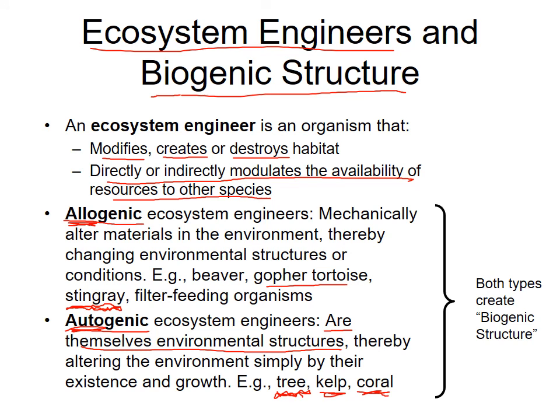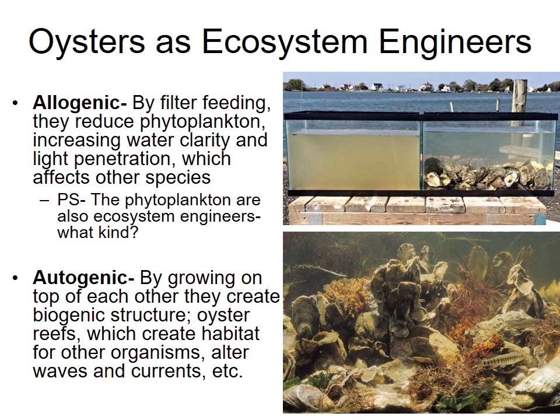And some organisms can be both allogenic and autogenic engineers. Like the coral, they're making a structure that's modifying the environment, but they're also filter feeding and clarifying the water, which is modifying the environment in an allogenic way. So sometimes one organism might have multiple modes of ecosystem engineering. The example of one of those organisms that has multiple modes of ecosystem engineering is the oyster.